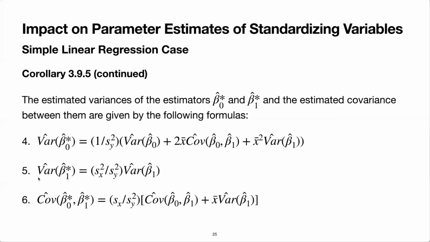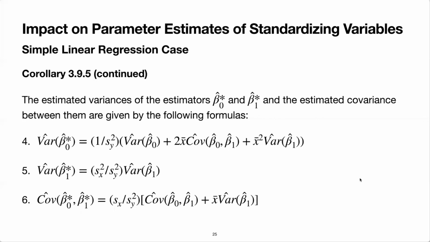The estimated variance of beta 1 star hat is equal to the ratio of the sample variance of the x's to the sample variance of the y's times the estimated variance of beta 1 hat. And then finally, the estimated covariance of beta 0 star hat and beta 1 star hat is equal to the sample standard deviation of the x's divided by the sample variance of the y's times the estimated covariance of beta 0 hat and beta 1 hat plus x bar times the estimated variance of beta 1 hat.